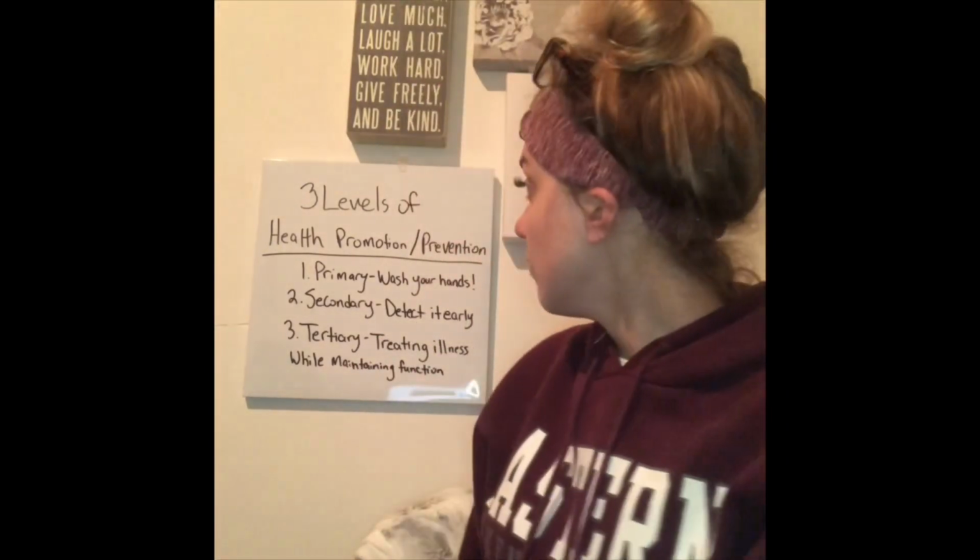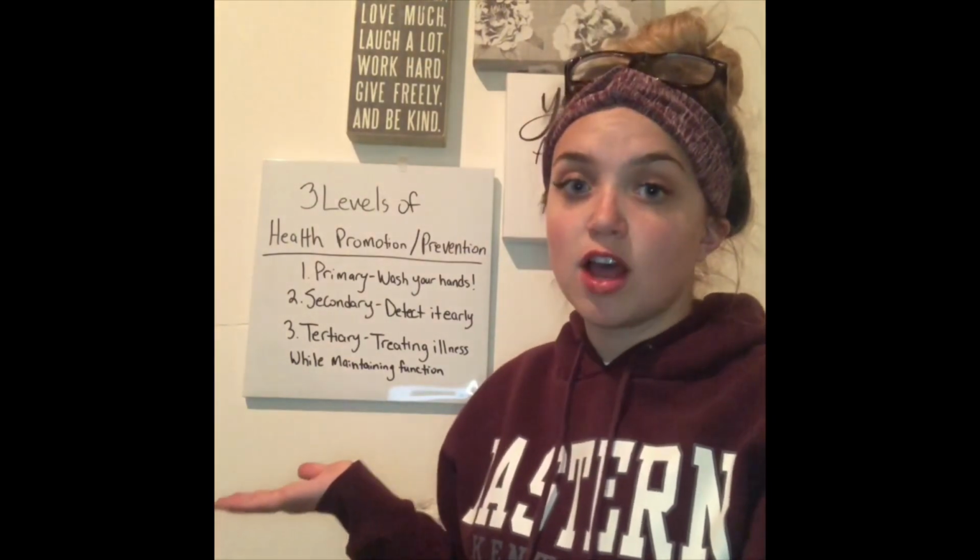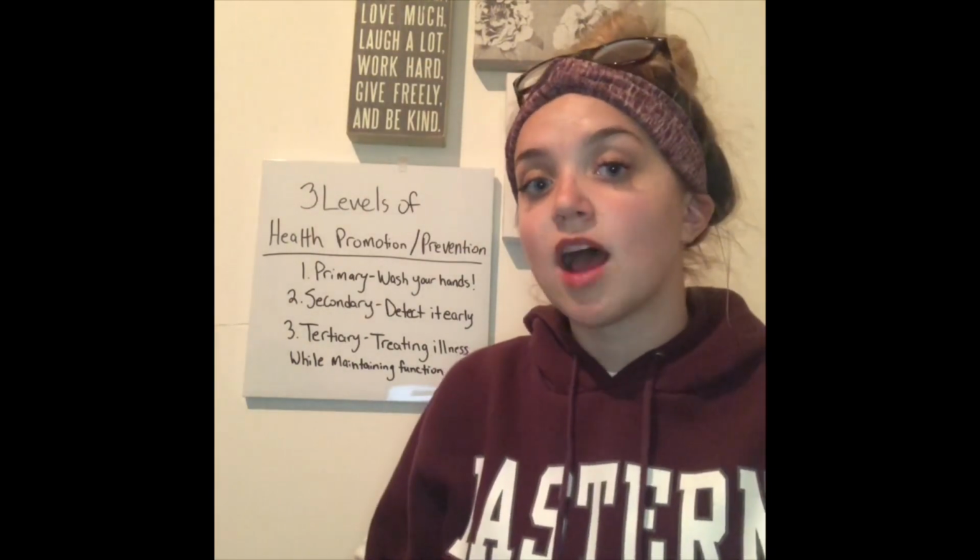Secondary, detecting it early by doing health screenings or by pre-diabetes intervention. And tertiary, which is when you maintain function by treating the illness. So, for example, exercising for cardiac rehabilitation. And on the board here, you have your 3 levels of health promotion and protection, and I will add that clip so you will be able to see it better.